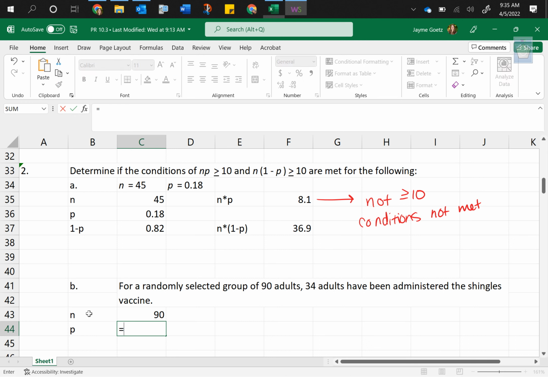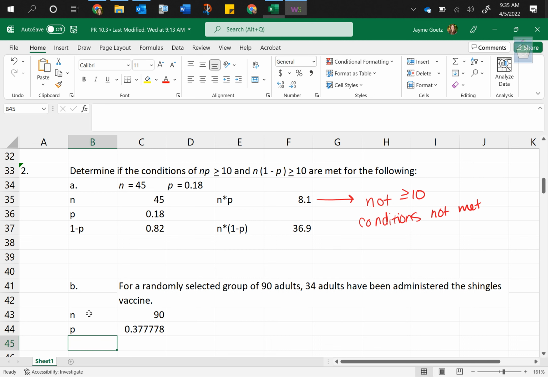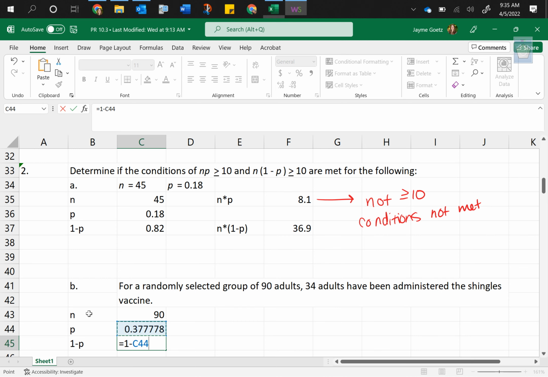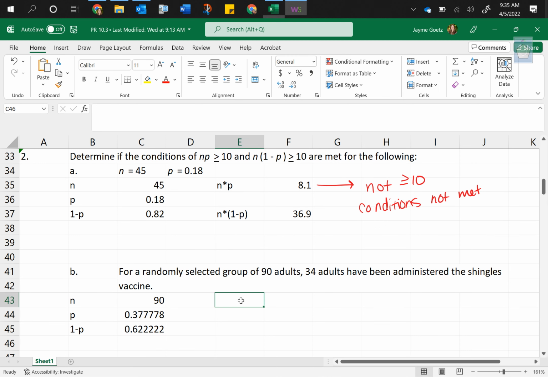So, again, the p-value is what we want over the total. All right, so the number that possess the attribute over the sample size. How many possess the attribute here? 34 over, what's my sample size? 90, very good. So that means my p-value is 0.37 repeating. And then my 1 minus p-value, again, is just equals 1 minus that guy. So, to figure out what they are, use the cell references. Don't round it, because if you round it, you're not going to get the right values.